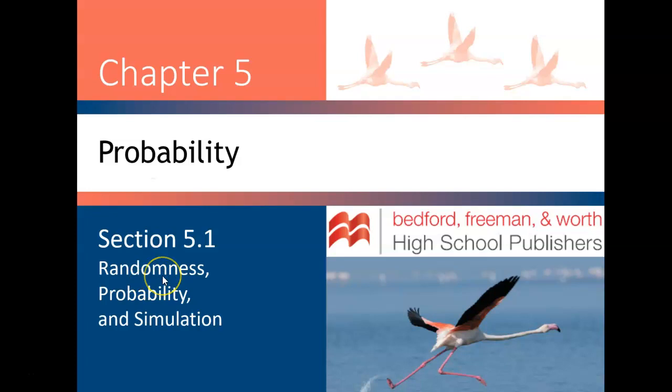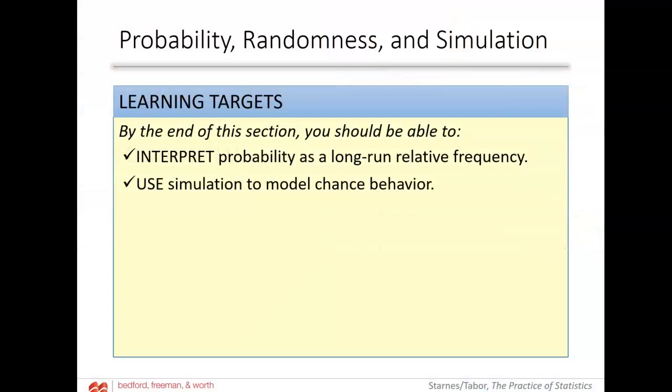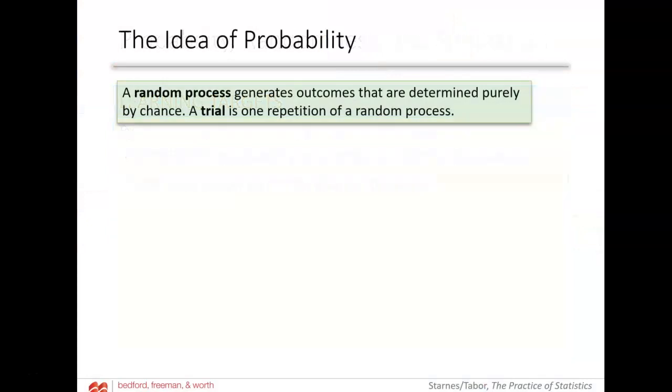This section in particular is going to cover randomness, the idea of probability, and also simulation. So we have some learning targets here, not too many. That's exciting. So let's talk about the idea of probability. A random process generates outcomes that are determined purely by chance. I think we've heard all those words together in a definition before. We've seen this in a lot of other classes as well. So let's get our vocab down.